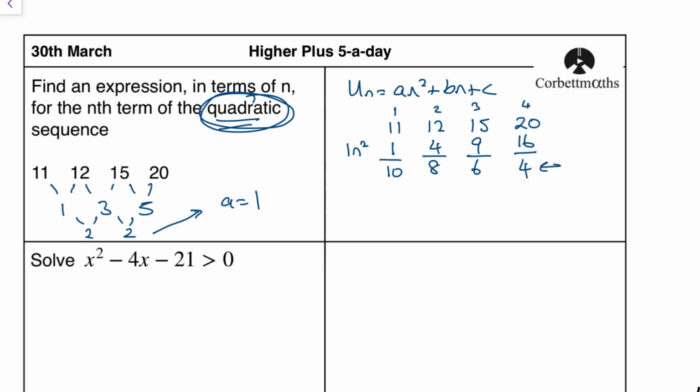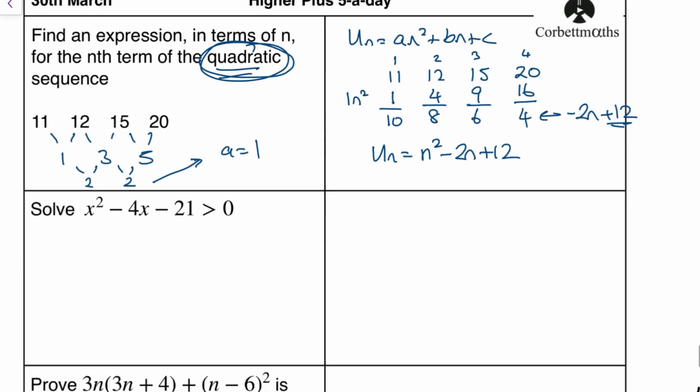I know the nth term of that is going to be minus 2n, because it goes down by 2, plus 12 to get me back to the first term, which means my nth term is going to be 1 lot of n squared from the a equals 1, plus, well, it's actually a minus, isn't it? So minus 2n plus 12. And that is that question done. Nice question, nice sort of straightforward theory type question.